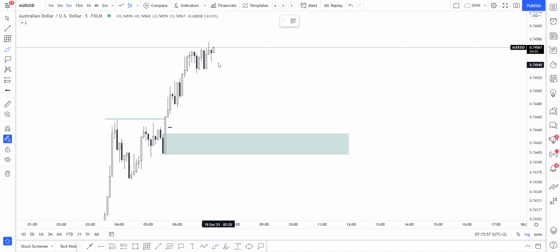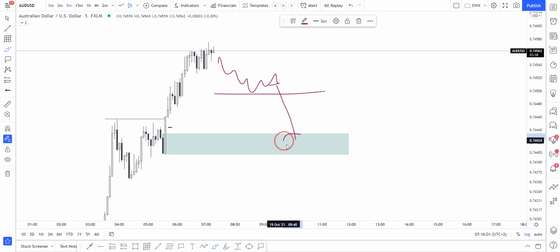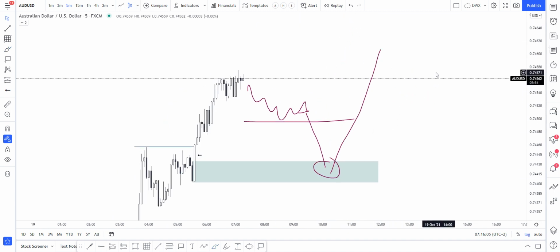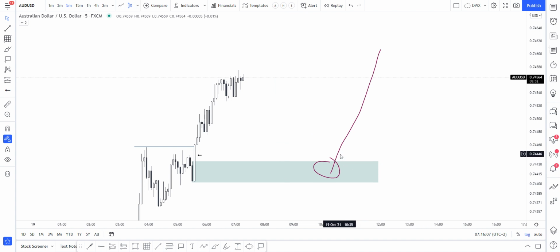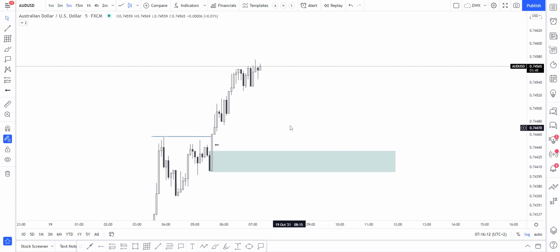So if we can now create some liquidity coming down, sweep into that liquidity, tap into the order block, and then a move up higher, that's definitely something that I would be looking at. So keep this in mind, keep this zone in mind. It might give you a setup today.